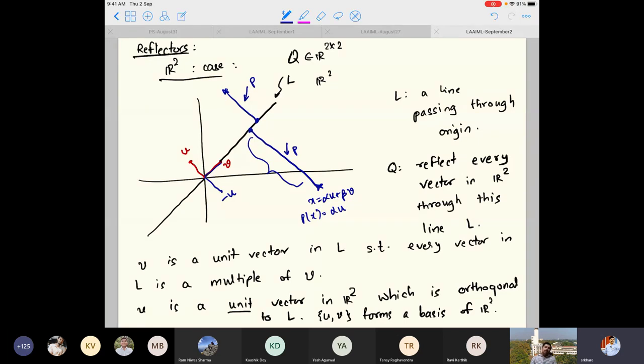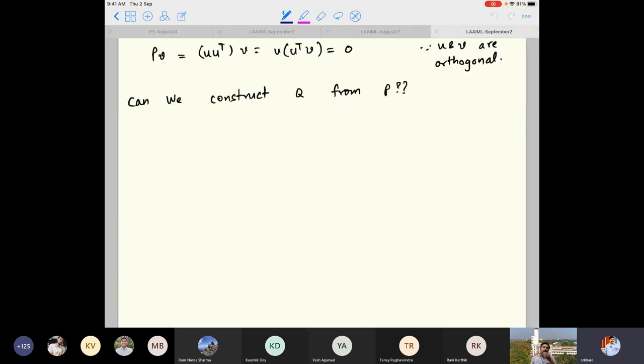So can you modify this P slightly? Can you do something to this and you get a Q? That's why I'm asking, can you construct Q from P?